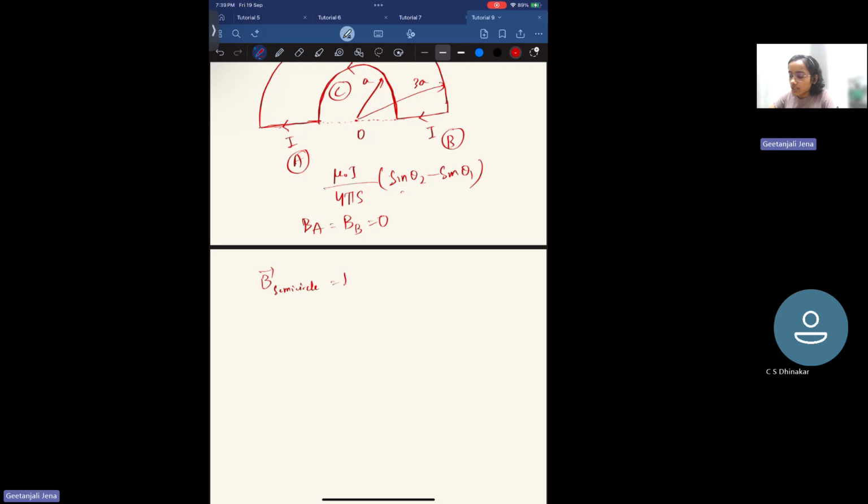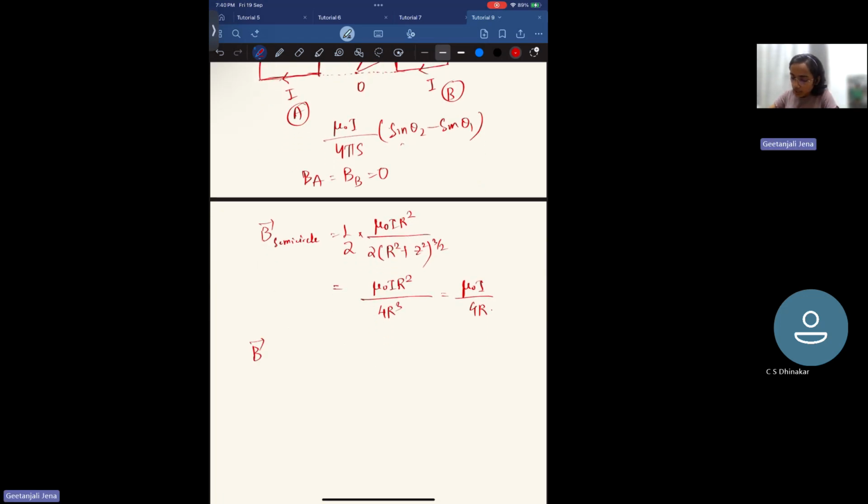It would be half of this B due to the full circle, which is mu naught I r square by 2 (r square plus z square)^(3/2). Z is 0, so this will give mu naught I r square by 4 r cube, which is mu naught I by 4r.